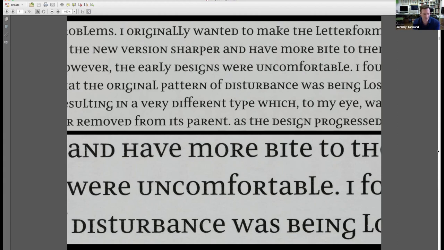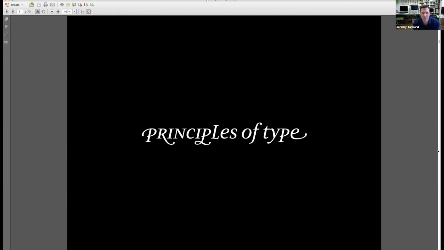So the letters were chosen to make sure that when they appear together, they wouldn't get odd spacing or unwanted wrong letters. So an I and an N wouldn't make an M. And then the redraw took that further.